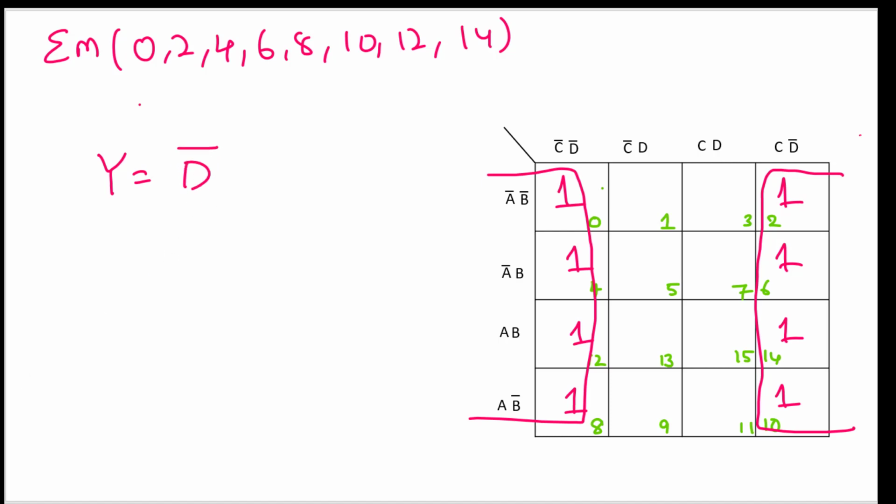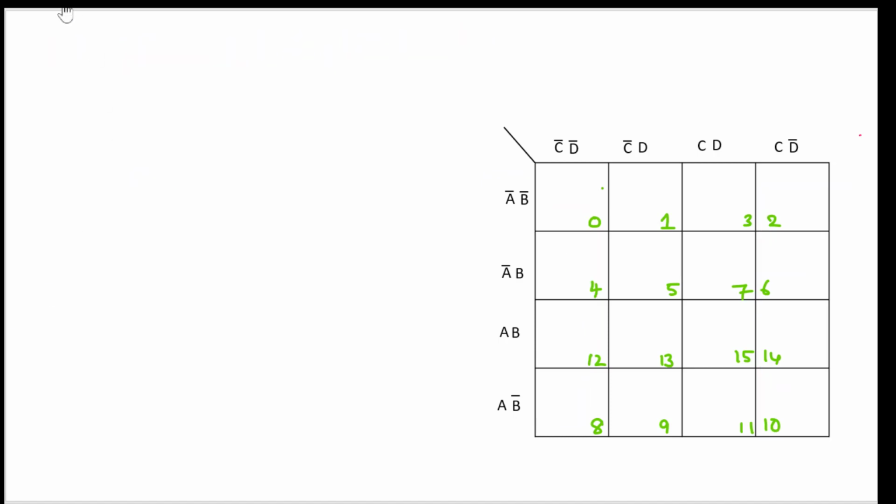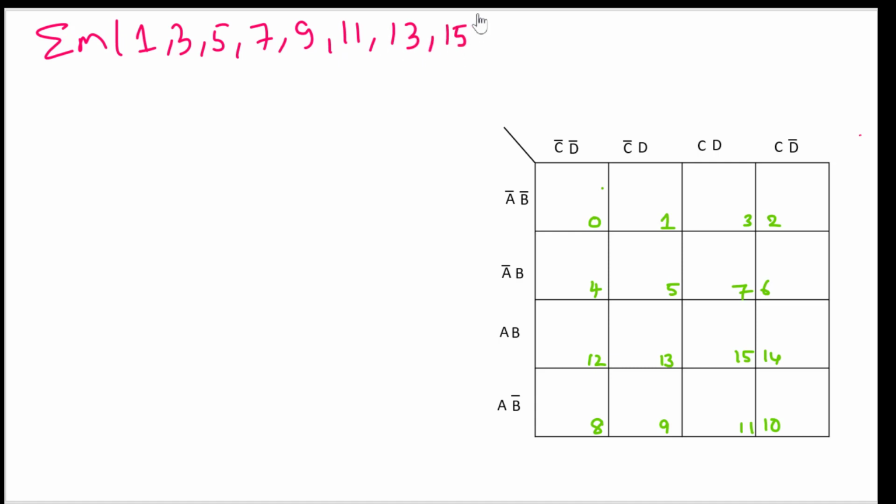Similarly, if you take the odd numbers, let's take instead m 1, 3, 5, 7, 9, 11, 13 and 15. That means you are having 1 here, 5, 7, 9, 11, 13, 15. So again you can form an octet, a group of 8 ones.